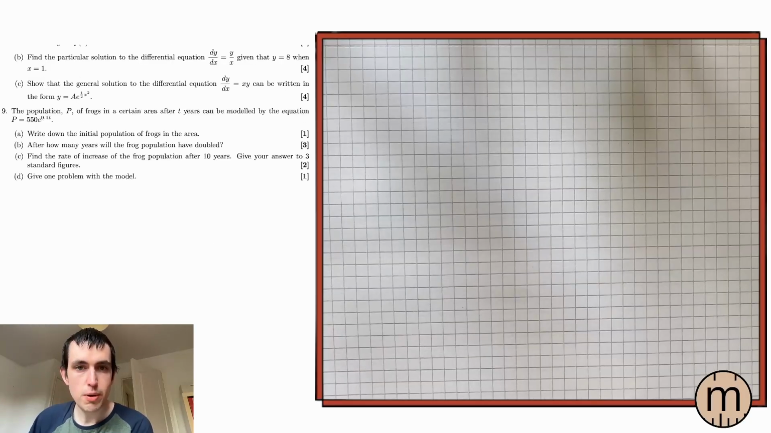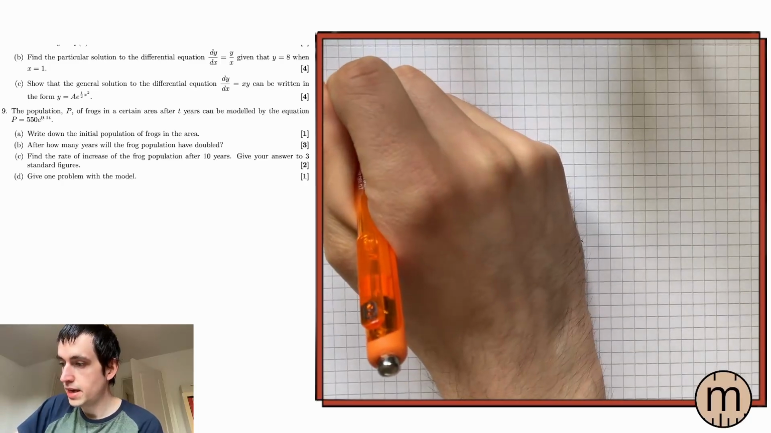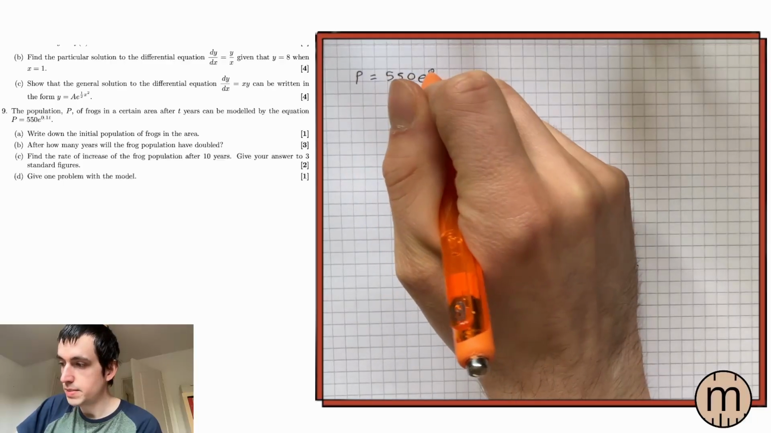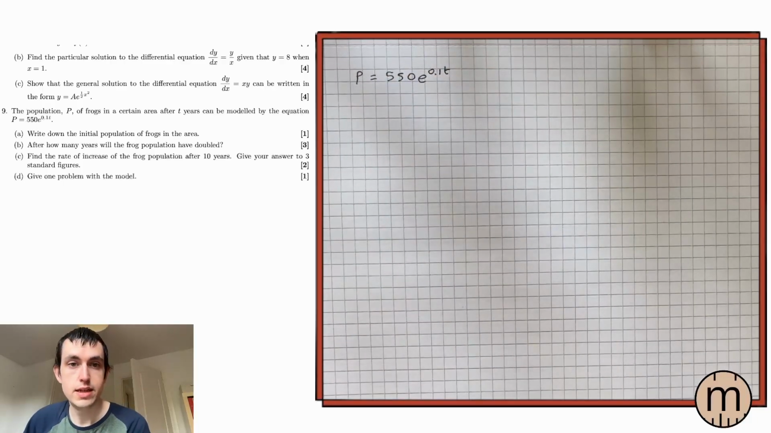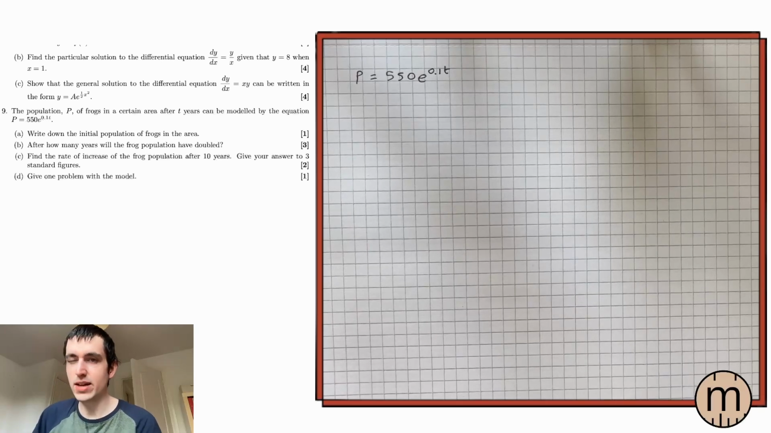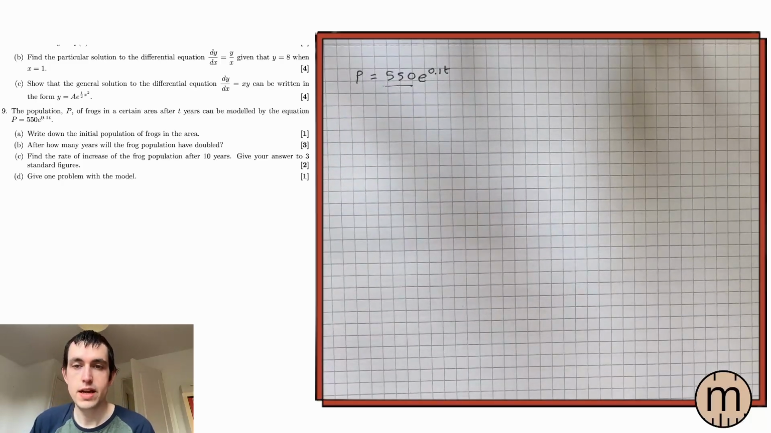In number 9, we've got a population of frogs in a certain area, and after t years, it's got this equation where p is equal to 550 e to the power of 0.1t. Part A asks us to write down the initial population of frogs. So if it says write down, it means the answer is going to be somewhere in there. In fact, the answer is right there, 550. If you couldn't see it straight away, then the idea is initial means at the start. The start, t is 0.